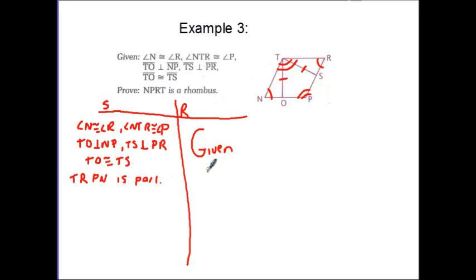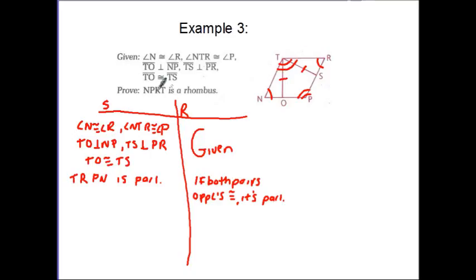For my reason, if both pairs of opposite angles are congruent, it's a parallelogram. Alright, let's see what else we got here. Now, a lot of us are going to want to use subtraction to get these two little angles congruent, but you know what? It's not going to work. I don't know anything about these little angles, or that my angles stop here with the overlap.